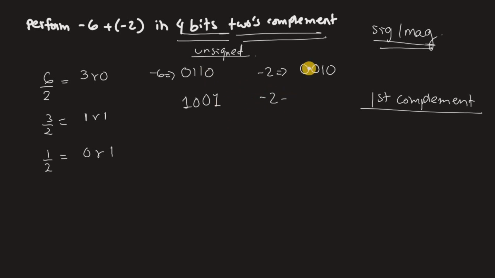Okay, now we have 0, put 1. We have 0, we put 1. We have 1, we put 0. We have 1, we put 0, we have 0, we put 1. Okay, so that's it. So these are our numbers in 1's complement.